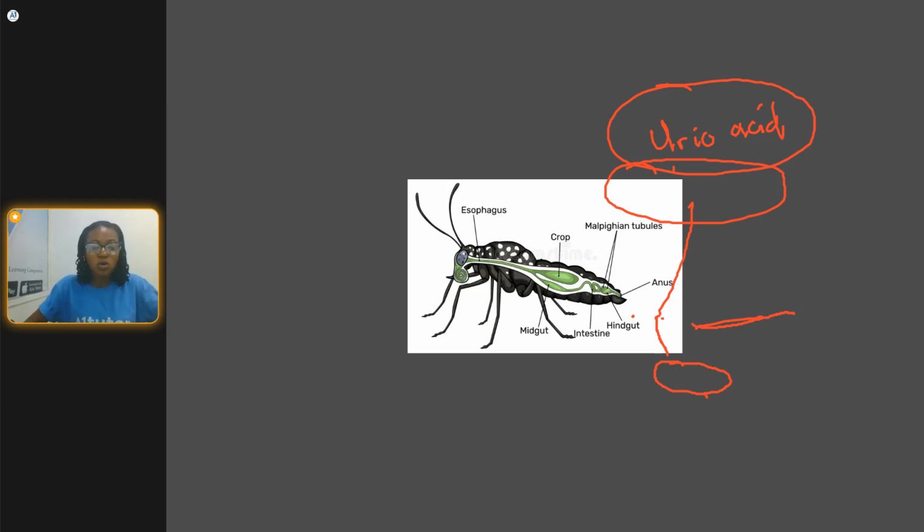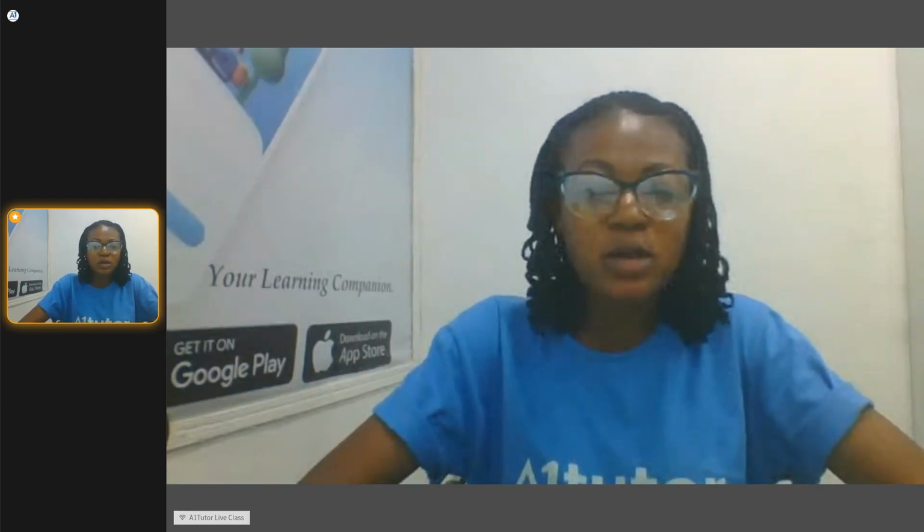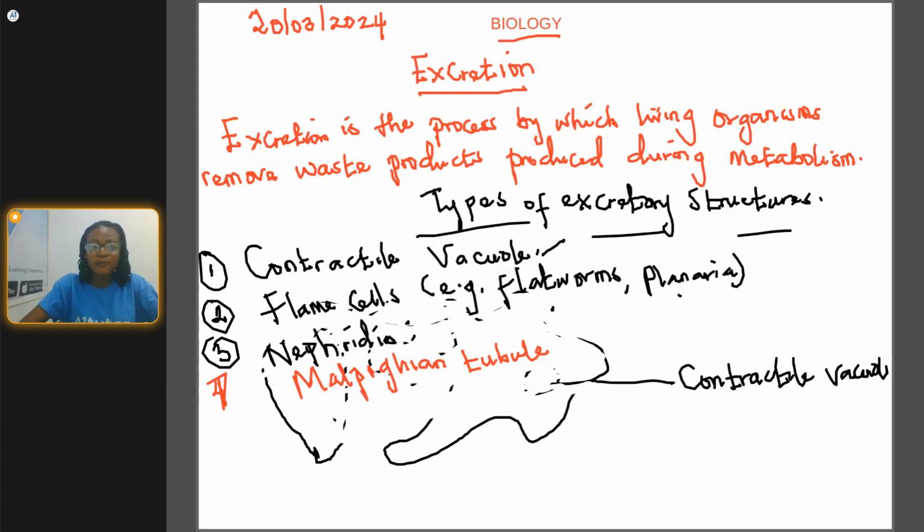So we move to what we call the vertebrates. The excretory structure of the vertebrates we are going to be looking at is the kidney. That is the first excretory organ of vertebrates. Don't forget, human beings also fall into this category.